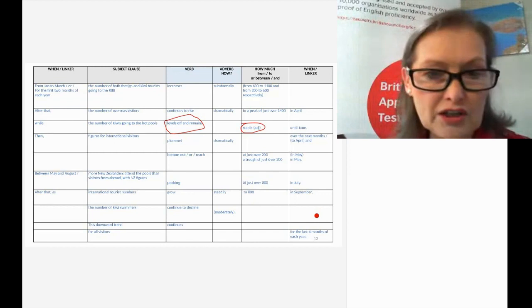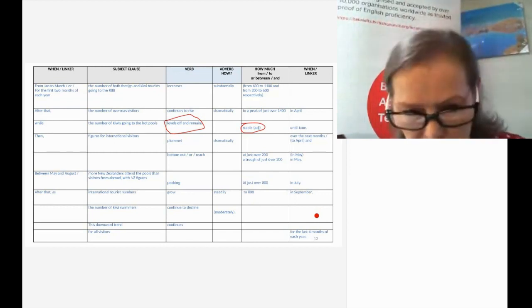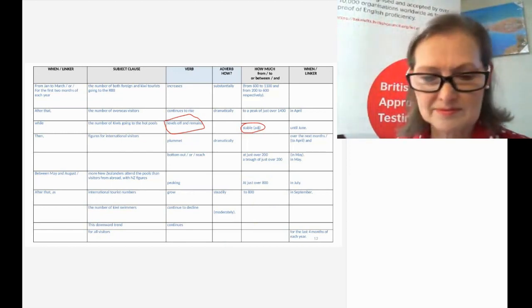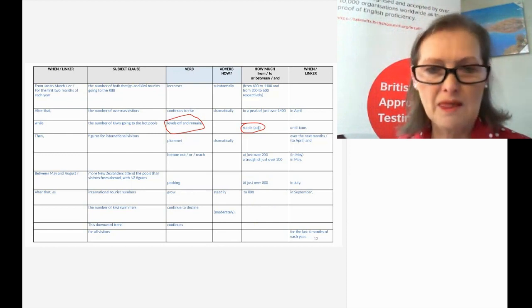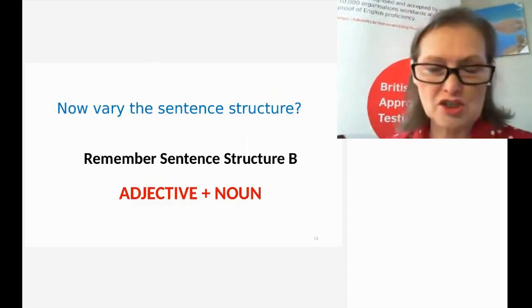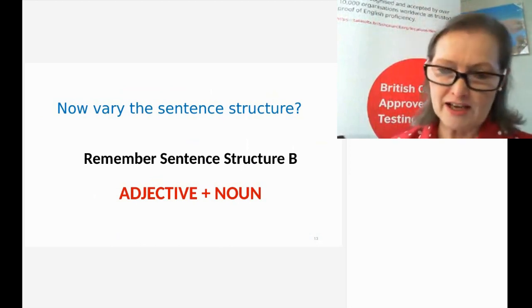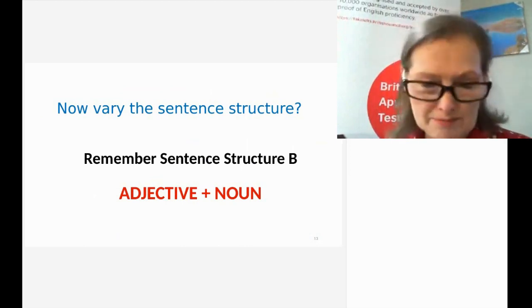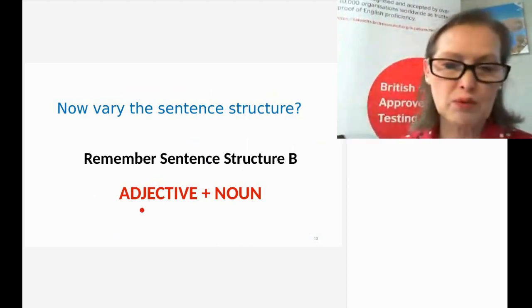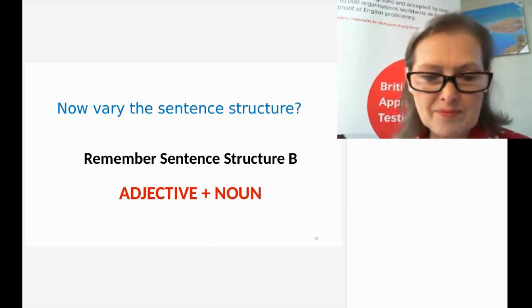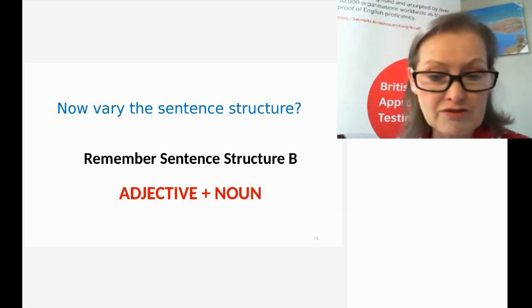As I mentioned, the collocation of the sentence structure is quite tight for line graphs, so we can't be hugely creative in our writing. Now we need to vary the sentence structure, because if I just write verb plus adverb, verb plus adverb, verb plus adverb, that'll possibly get me 6 or 6.5, but it's a little bit boring. We need to actually show the examiner that we can vary the way in which we construct our sentences. And a very popular sentence structure, B, is using adjective plus noun.